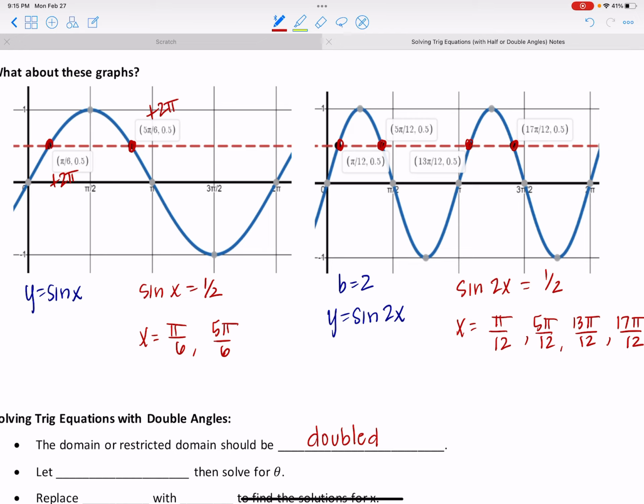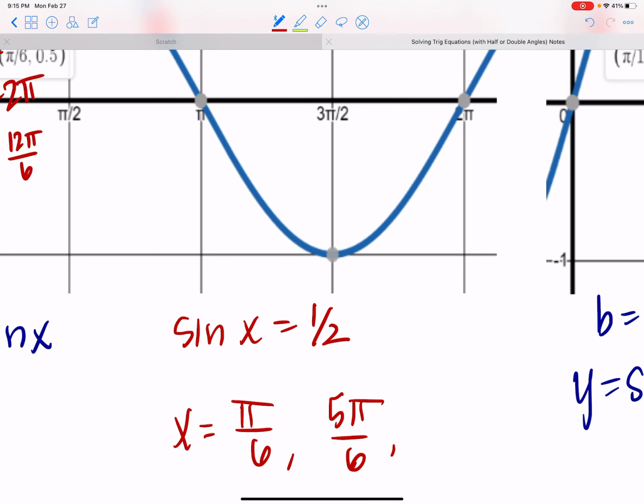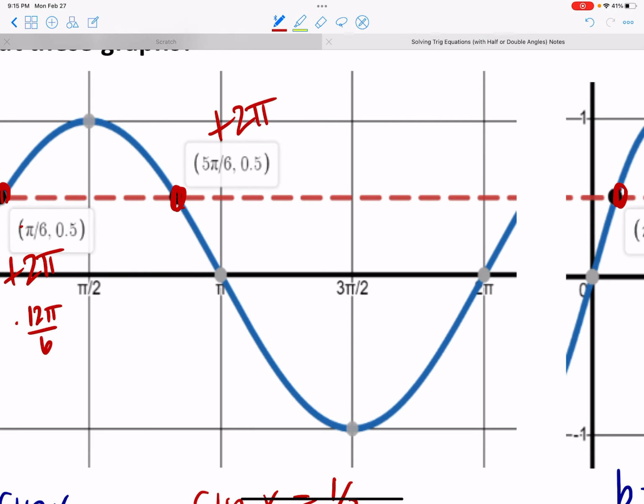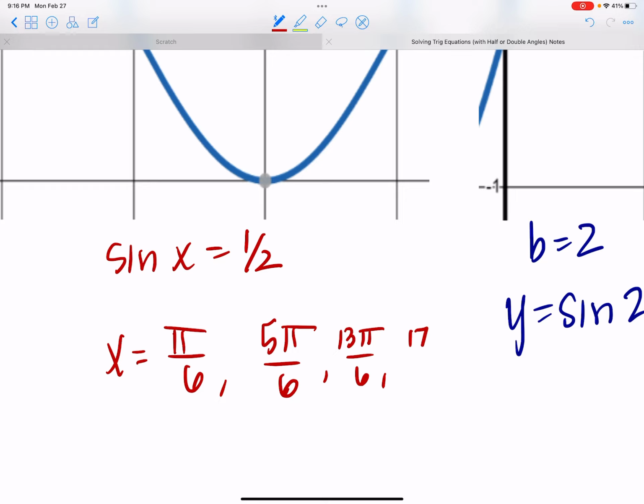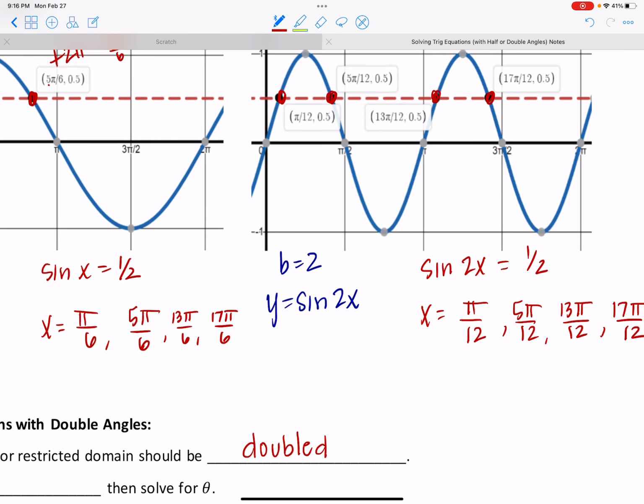So if I added 2 pi to pi over 6, 2 pi is technically 12 pi over 6. So the 12 and the 1 would be 13 pi over 6. That would be the next solution. Okay, and then over here, again, if I added 2 pi, I'm adding 12 pi over 6 plus the 5. That would be 17 pi over 6 as my next solution. Now, can we see what's happening? Now that I've gone around the unit circle twice, I have 4 solutions here, just like I have over here.